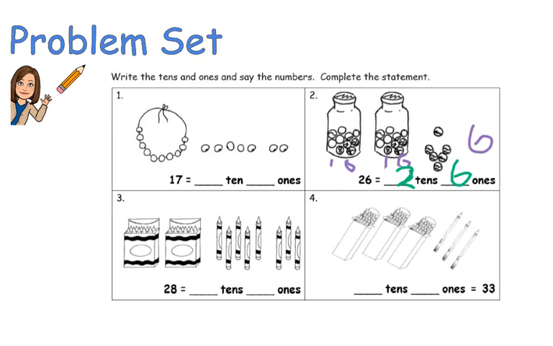Okay, number 3. 28 equals blank 10s, blank 1s. How many groups of 10 are there? I see this box of crayons. That's a group of 10. And I see this box of crayons. That's a group of 10. Now count how many crayons there are by themselves. Is there enough to make another group of 10? No, there are not 10 more crayons. So how many 1s are there?